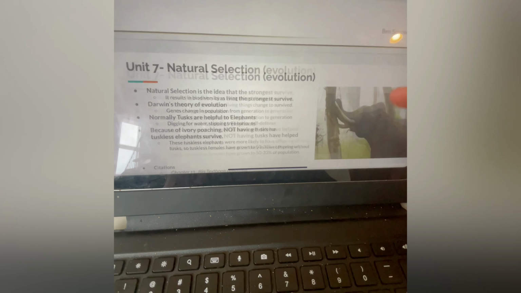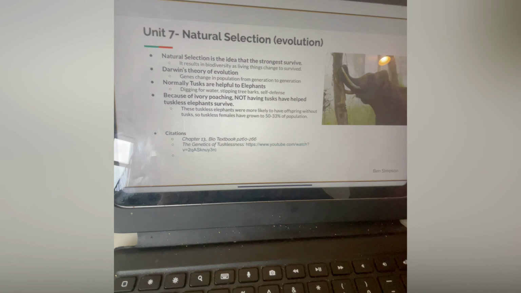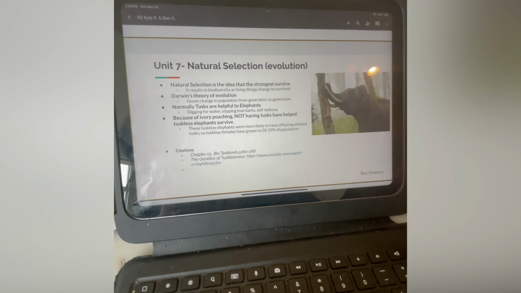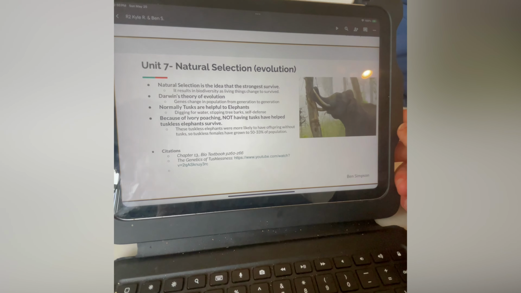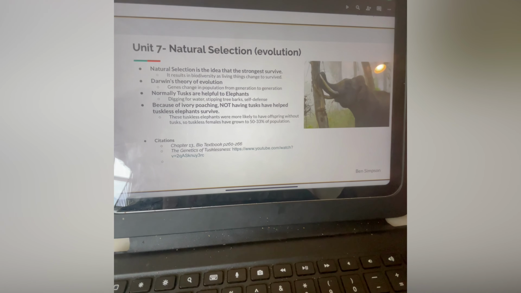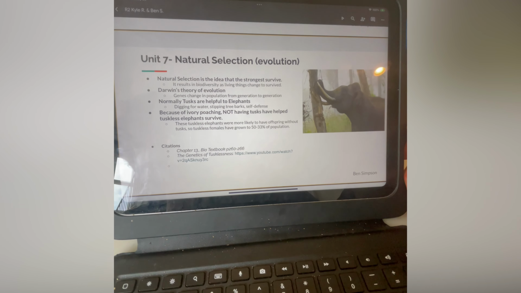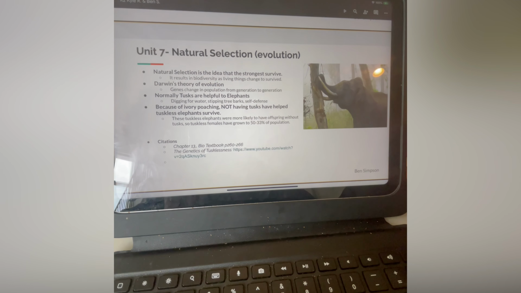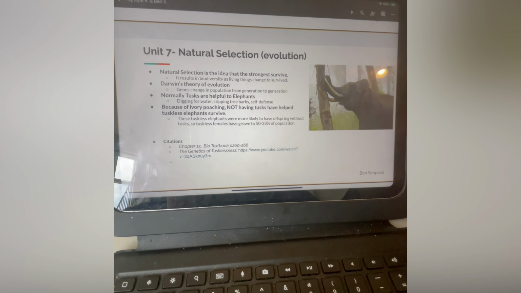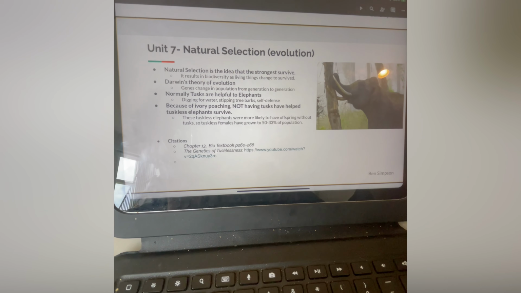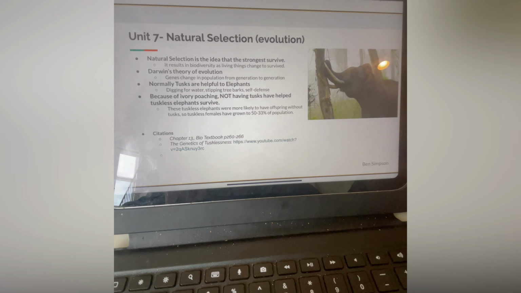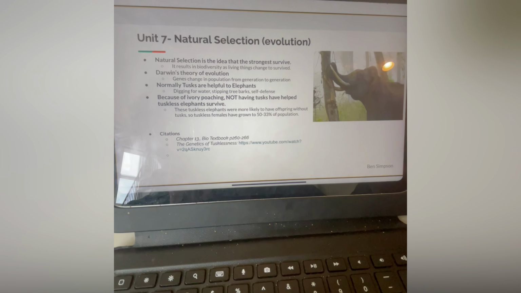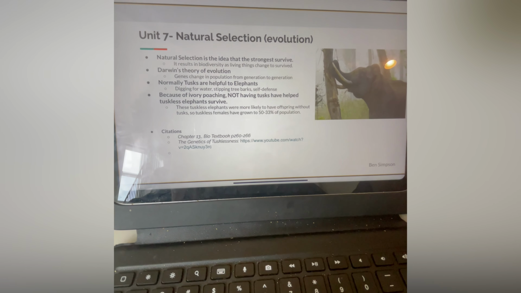And there are citations. Unit 7, Natural Selection, or otherwise known as evolution. Natural selection is the idea that the strongest survive. It results in biodiversity as living things change to survive. Darwin's theory of evolution is when genes change in a population from generation to generation.